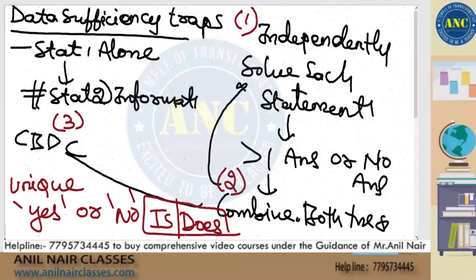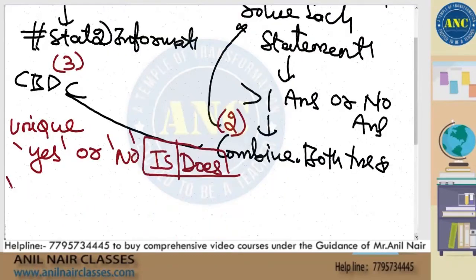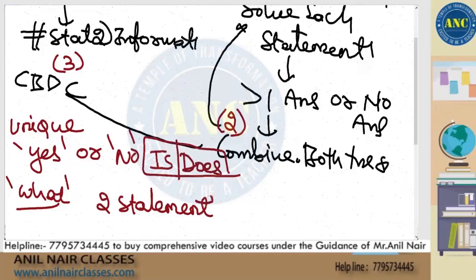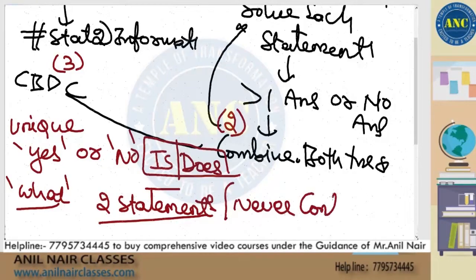In what related questions, if the question is starting with what, and the two statements are not independently sufficient but on combining, they result in a common unique value, then the common unique value will be the answer. I hope it is clear. The two statements given in the question should never contradict each other.